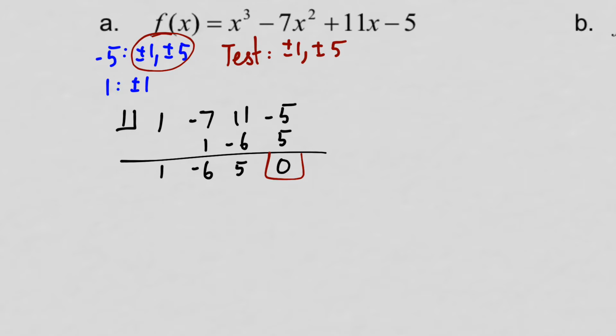X equals 1. Alright, I'm going to write that over here. That's the first one we find. We need 2 more, right? Because this is a cubic function, so that means there are 2 others.